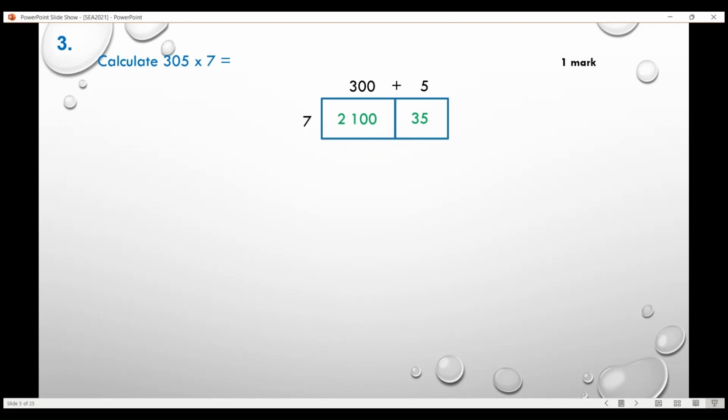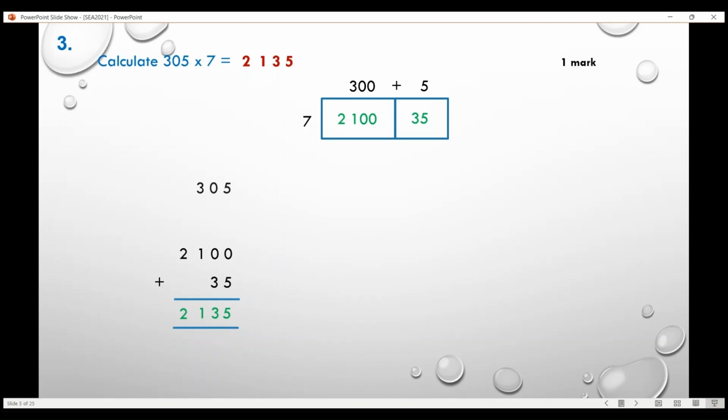So what is the area of the entire rectangle? It will be 2100 plus 35. So that works out to be, if we add 0 and 5 is 5, 0 and 3 is 3, we have 1 alone, and we have 2000. So 2135. And that is our answer. Some teachers are okay with that.